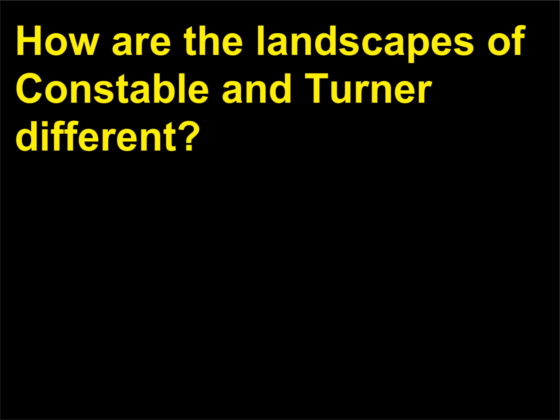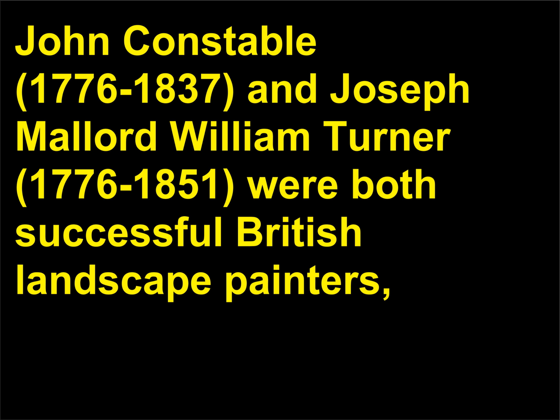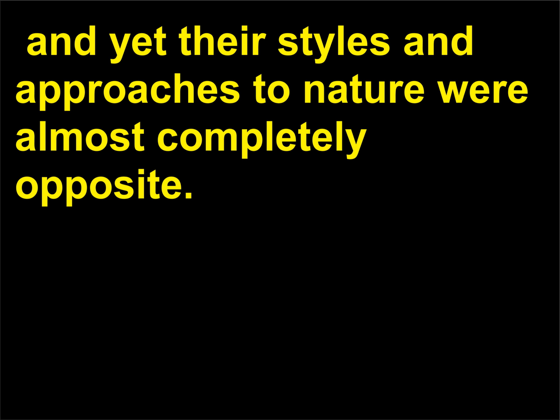How are the landscapes of Constable and Turner different? John Constable, 1776 to 1837, and Joseph Mallord William Turner, 1775 to 1851, were both successful British landscape painters. And yet their styles and approaches to nature were almost completely opposite.